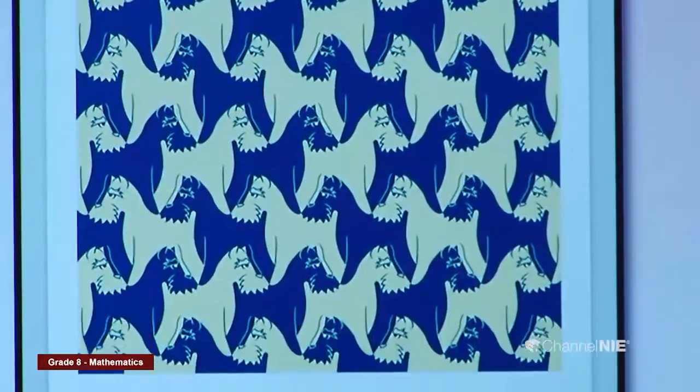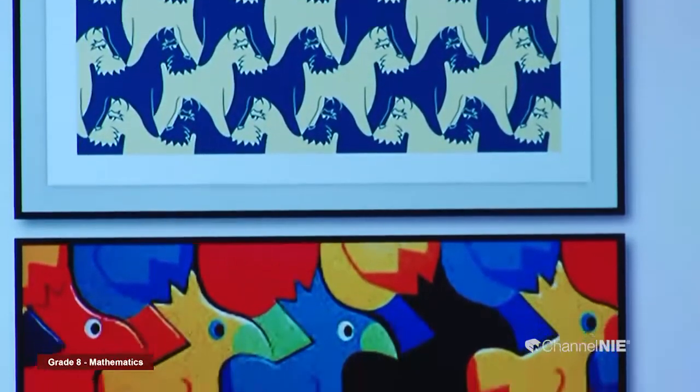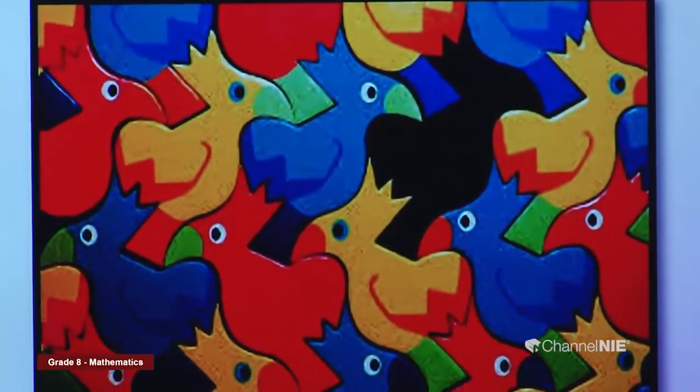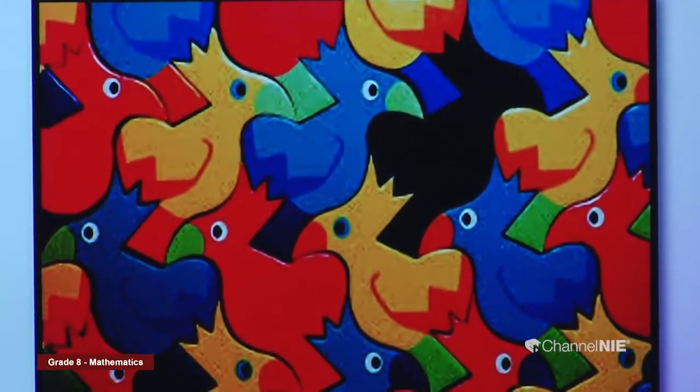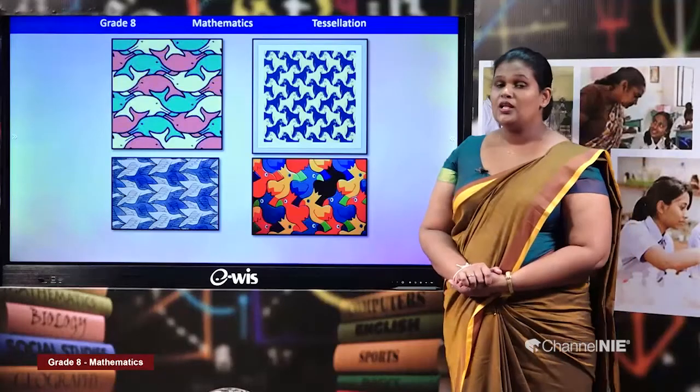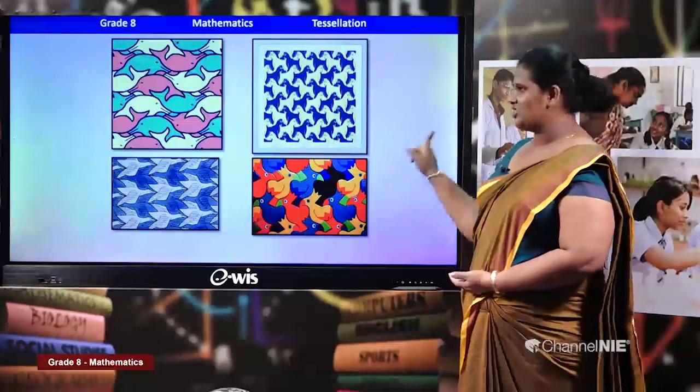Here, what is the animal you can see? It's like a bird. The same bird figure is used throughout the tessellation but using some different colors. Right, we'll move on to some more figures.